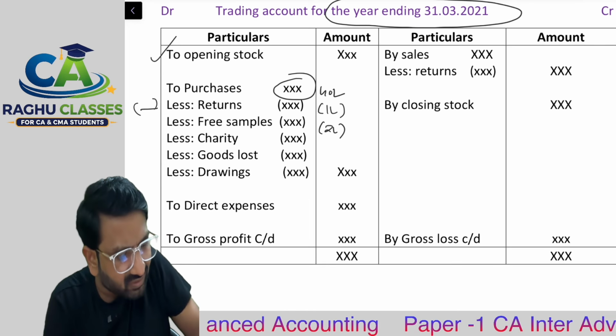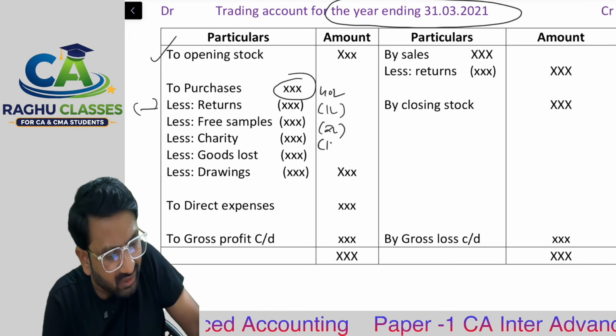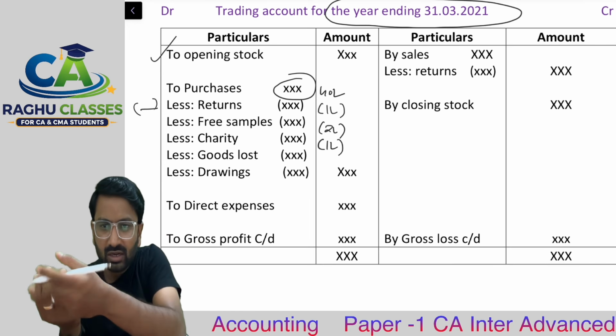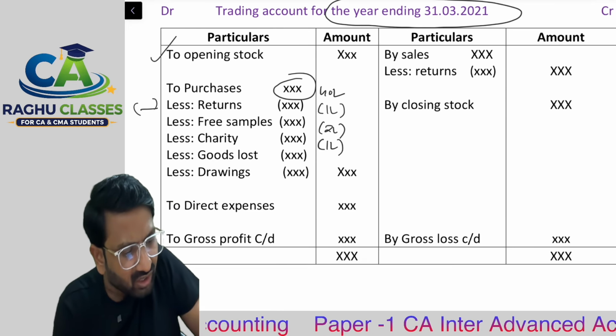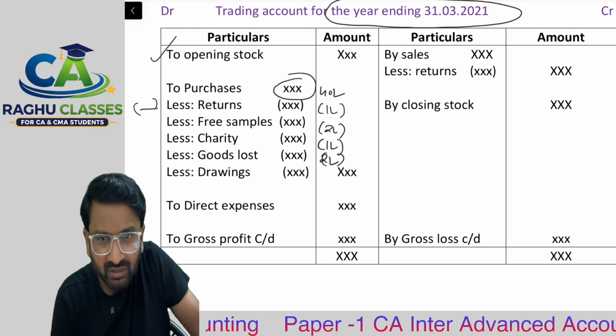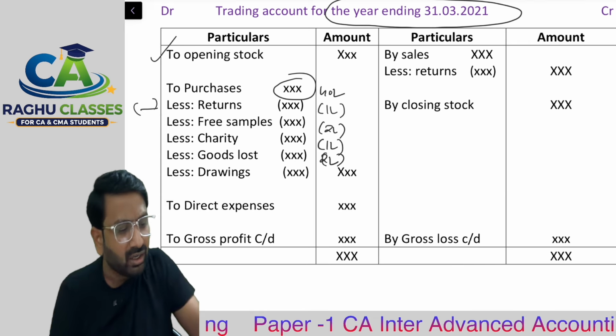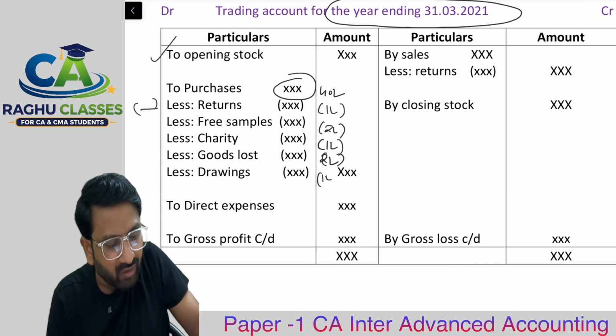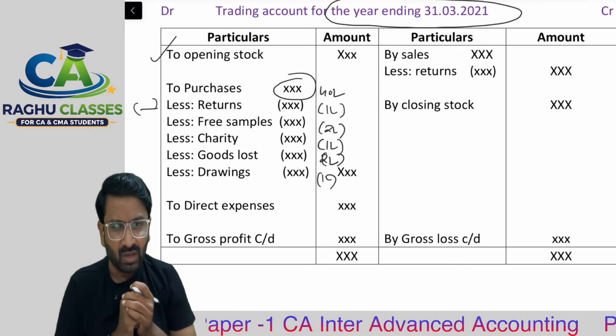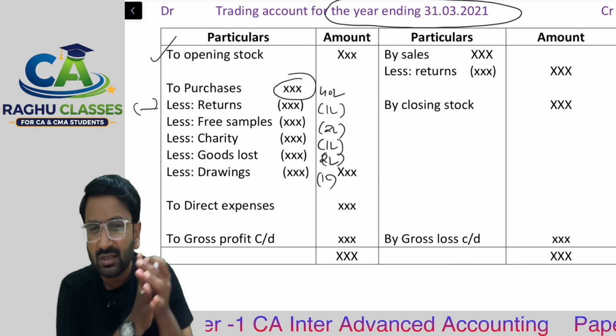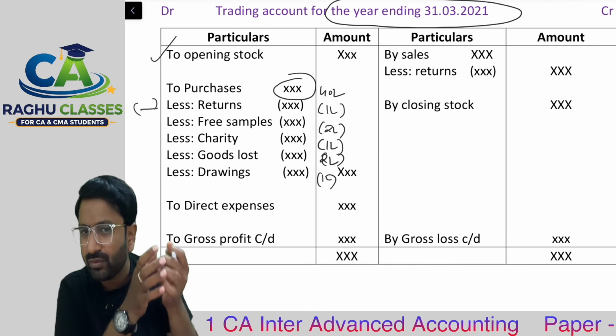Out of that 37 lakh, let's say 1 lakh is given as charity. I'll remove that. Out of that, another 2 lakhs is goods lost by fire. I'll remove that. And 1 lakh worth of items I've utilized for my personal use, which is any purpose other than sales, I'm going to remove that from purchases.